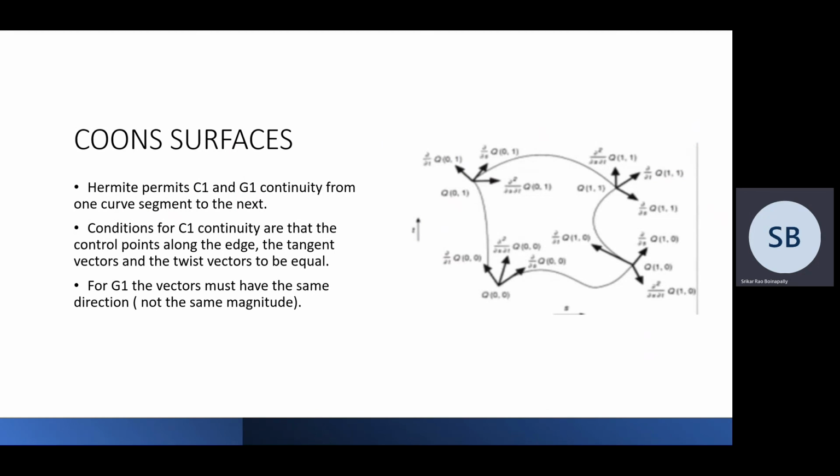Next, Hermite surfaces. Hermite permits C1 and G1 continuity from one curve segment to the next. Conditions for C1 continuity are that the control points along the edge, the tangent vectors, and the twist vectors be equal. For G1, the vectors must have the same direction.